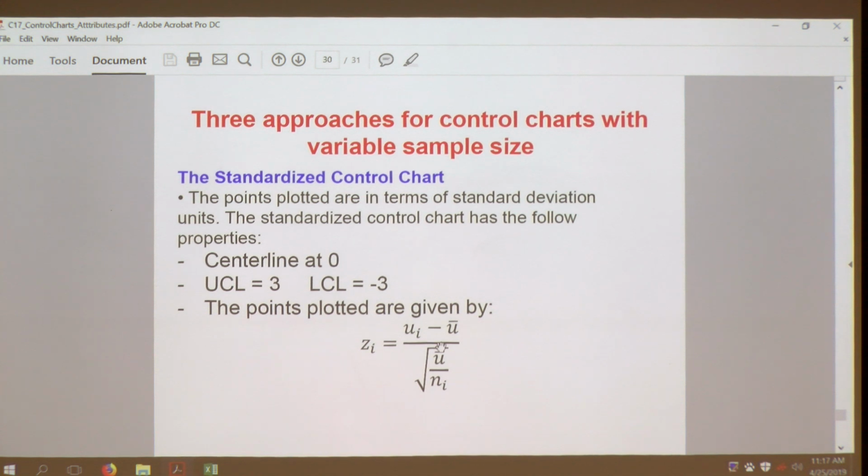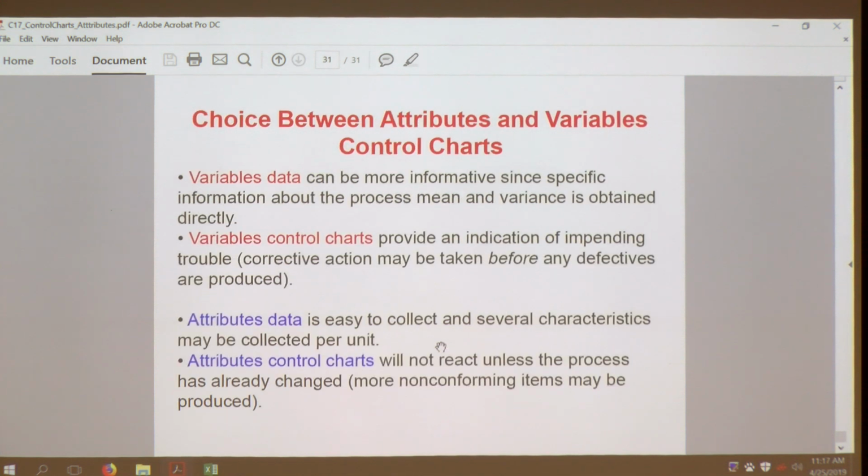Now, in this control chart, we are plotting the standardized values. But the control limit is actually fixed. You don't need to calculate control limit anymore. So in the end, we talked about the variable control charts. That's X bar chart, X bar and R chart, X bar and S chart. Now we talk about different attribute control charts: P chart, NP chart, C chart, U chart, right? Okay. And also variable sample size.